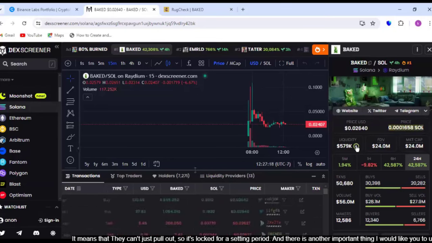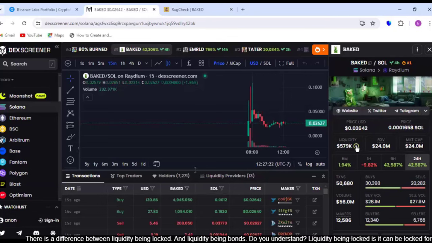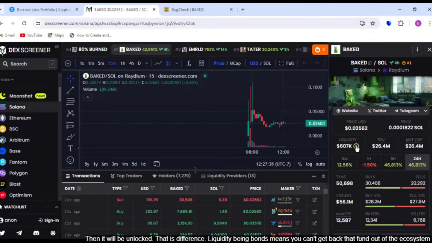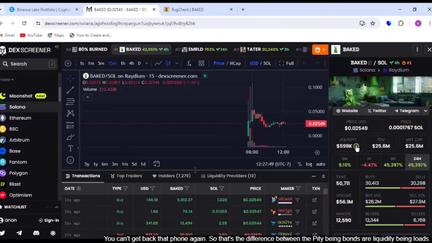And there is another important thing I would like you to understand. There is a difference between liquidity being locked and liquidity being burned. Do you understand? Liquidity being locked means it can be locked for 1 year, 2 years, 3 years, then it will be unlocked. That is different. Liquidity being burned means you can't get that fund out of the ecosystem again. You can't get that fund back again. So that's the difference between liquidity being burned and liquidity being locked.